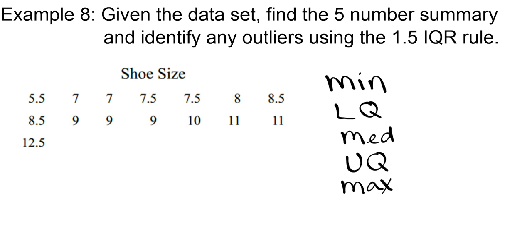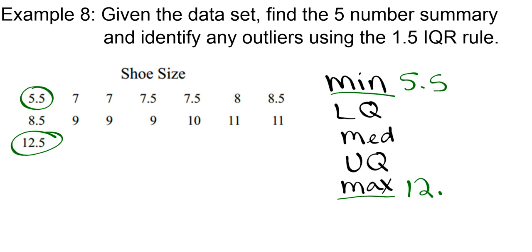My min and my max are my easiest to find when the data is in order from least to greatest. My minimum is my smallest, which is 5.5. My maximum is 12.5, my biggest number.